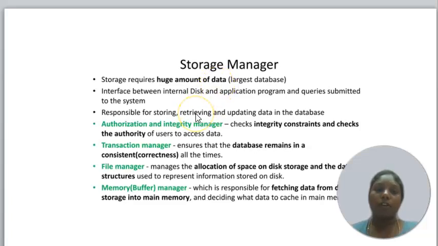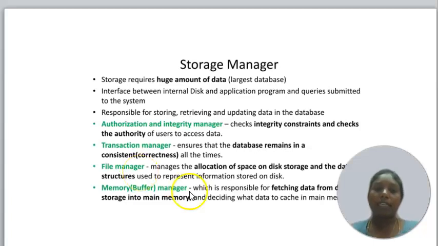It's responsible for the authentication and integrity manager, transaction manager, file manager, and memory manager. Authentication and integrity handle the security process. If your authentication constraints, login process, and credential process, everything is handled by the authentication and integrity manager. Then the transaction manager maintains the correctness of the data, so it can be retrieved and the updated data can also be retrieved, as well as on time.